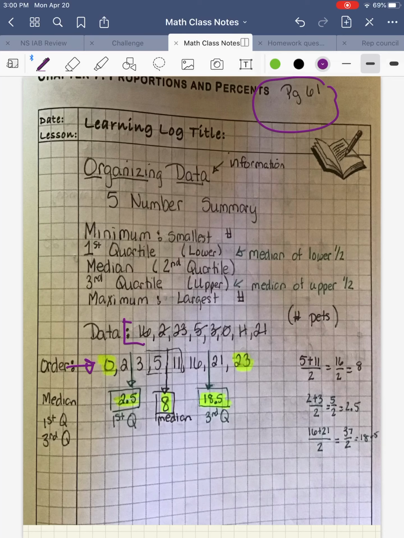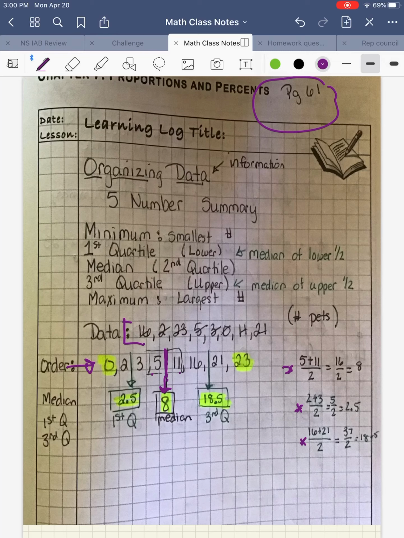Finding the median, we've done that quite a bit. That's the middle value, right? There's 4 numbers below and 4 numbers above, so that puts the median in between the 5 and the 11, which we add those two together, divide by 2, and that gives us the median of 8. Okay, we did that computation over here on the side.